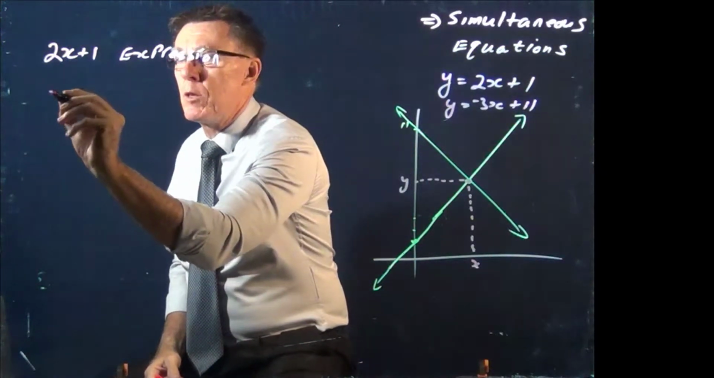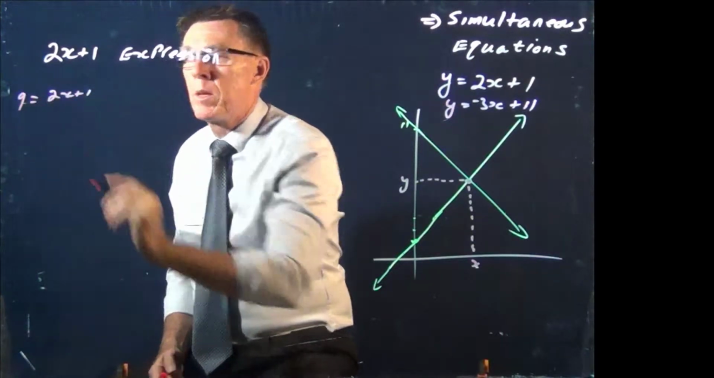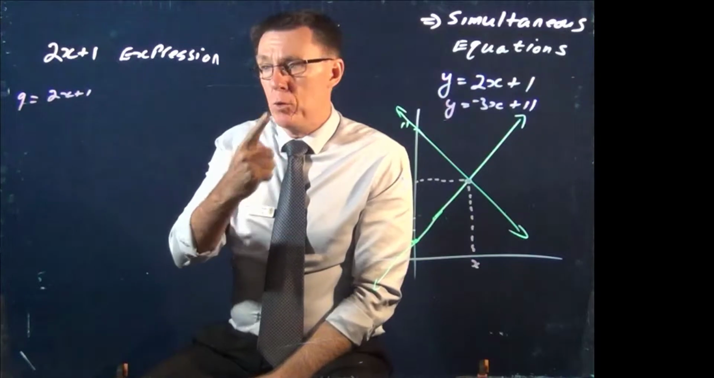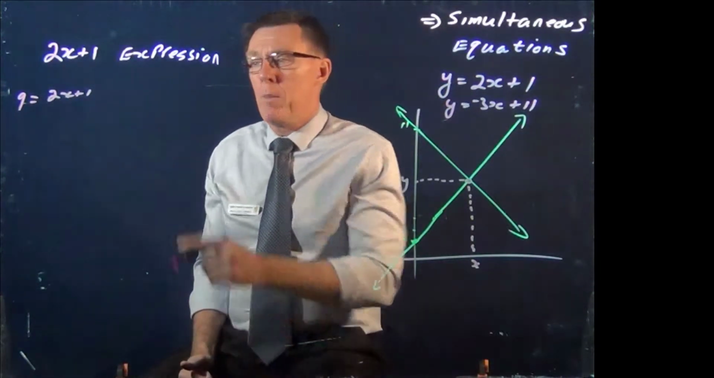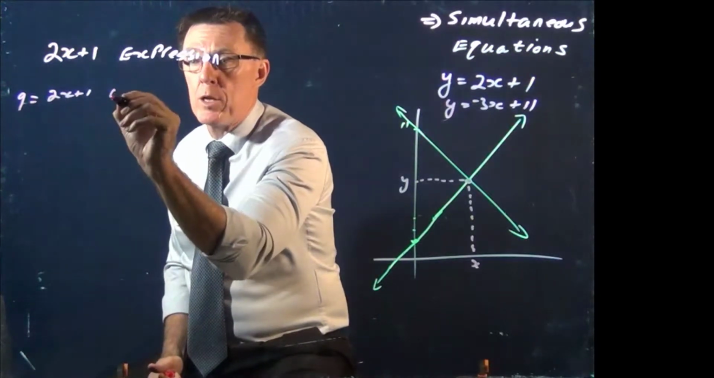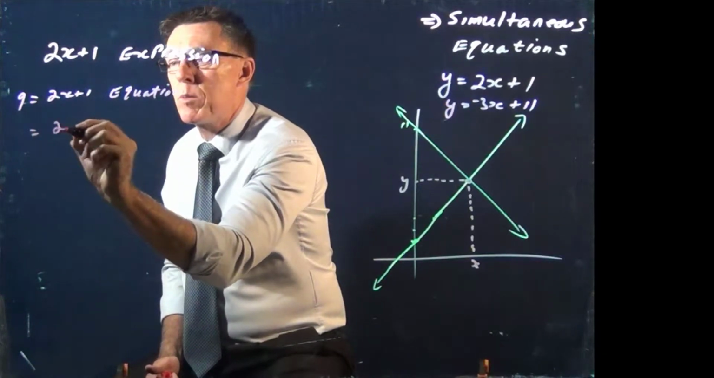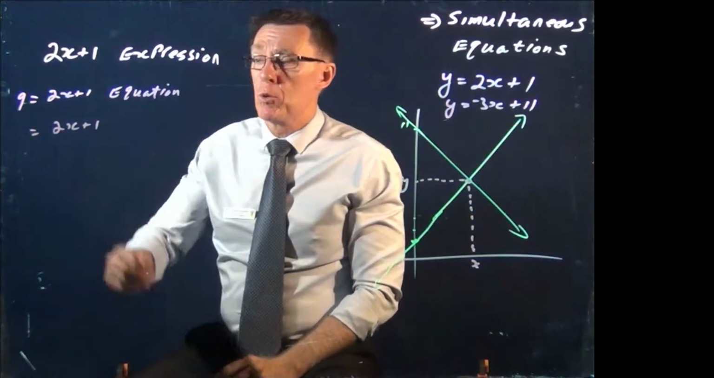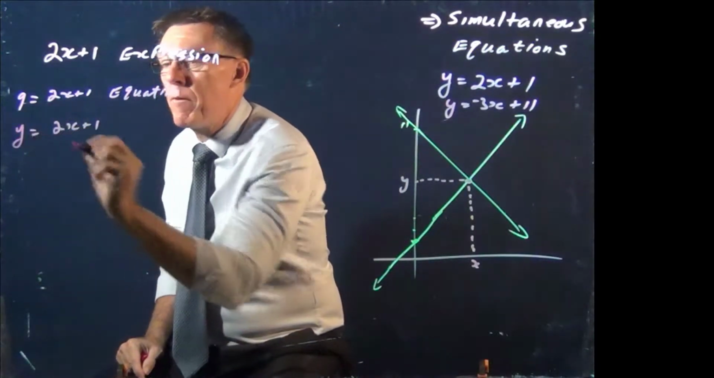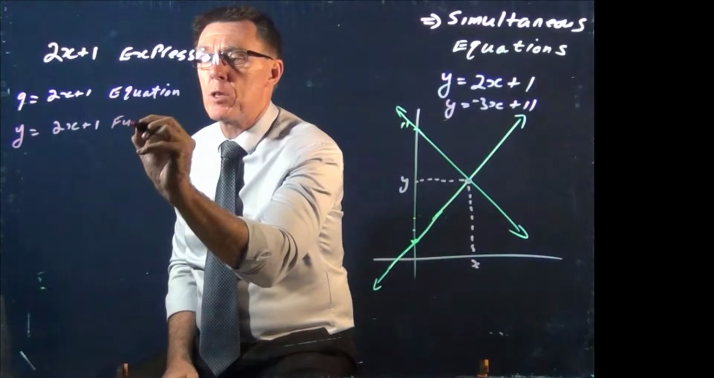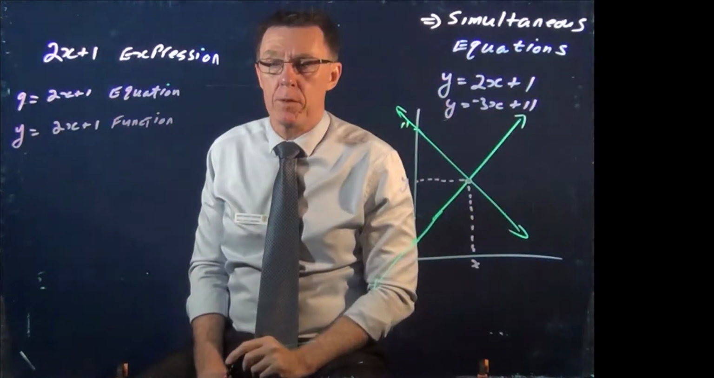If I now said that the 2x plus 1 was actually equal to a certain value, I could find the one unique solution to that, where x would be equal to 4. That's what we call an equation. If I then said the 2x plus 1, instead of being equal to one specific value, like it is here, I made it equal to an infinite number of values, we now have a function. And of course, infinite solutions are represented by wherever the graph is.